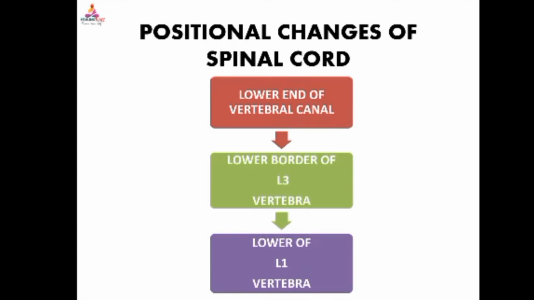See, at intrauterine development, the lower end of the vertebral canal is the spinal position. Then at birth, lower border of L3 vertebra is the level. Then in adult, lower border of L1 vertebra. In between L1 and L2 is the position.